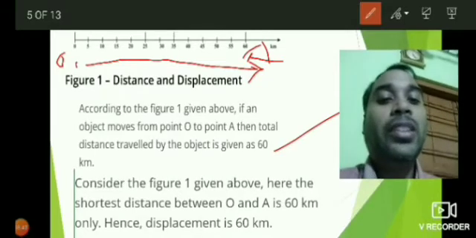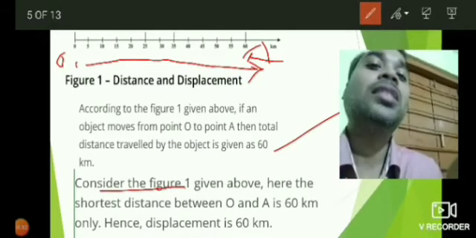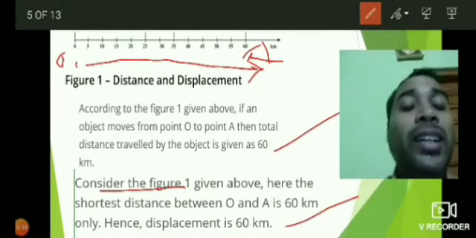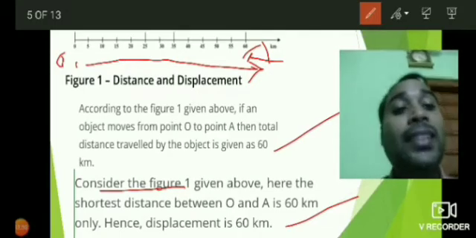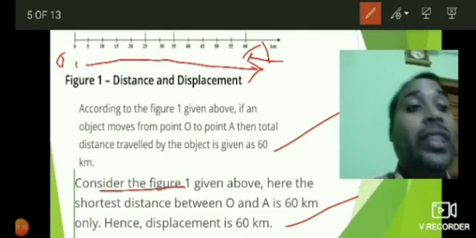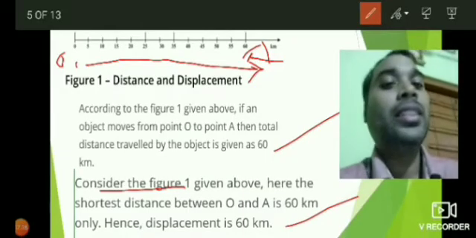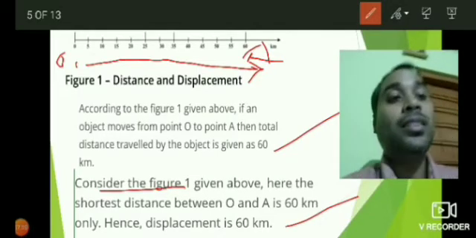From the same diagram, if we consider the shortest distance, it is again from point O to point A. So therefore displacement will also be 60 kilometers. Here both distance and displacement are the same, but there will be cases where you will see that distance and displacement are different. So this is the case where you will find that distance and displacement are the same.